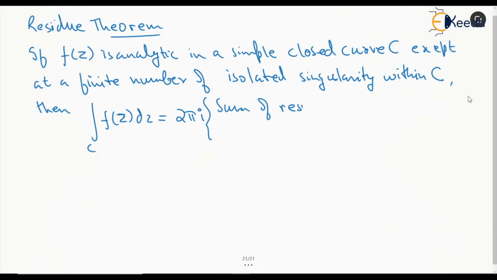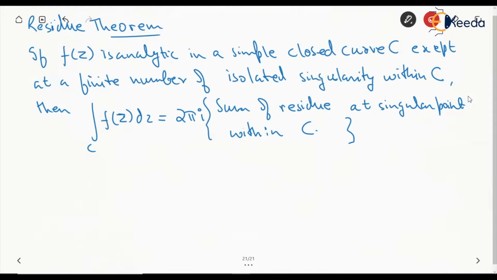residue at singular point within C. So what is very much important here is that the singularity should be within that region defined. Whatever residues, whatever singularities we have outside this region is not to be counted. And how to calculate this residue?